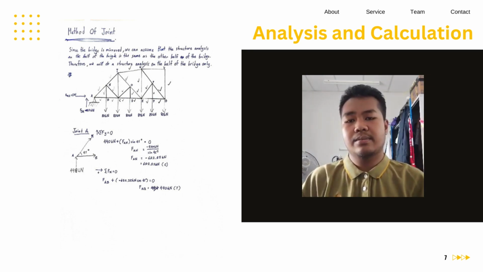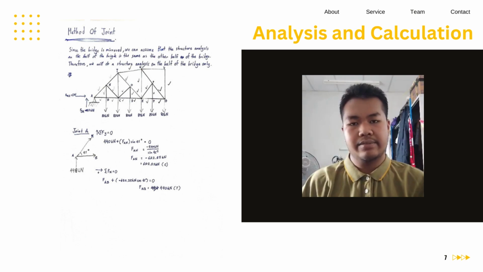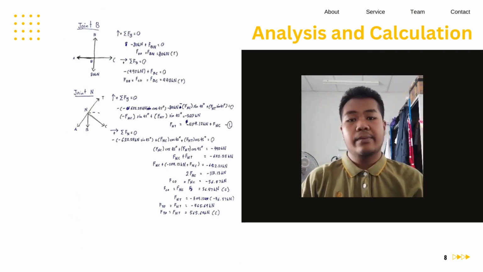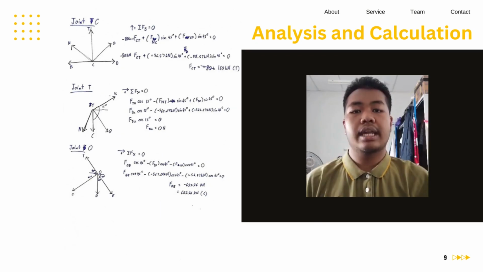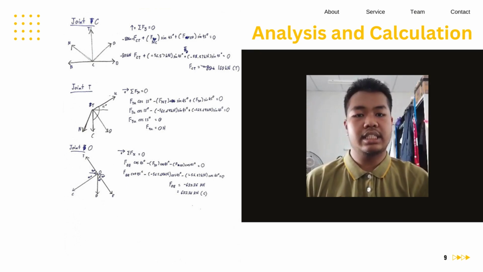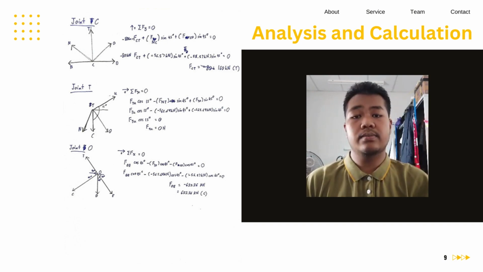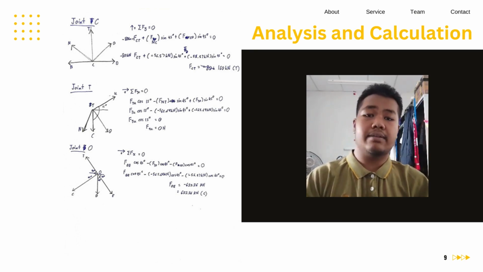So from this, I start to calculate joint A first, so we can get the truss A reaction. After that, we calculate joint B, and then joint N, and then joint C, joint T, and joint O. For this, I want to tell you that there are some parts that are mirrored, so we assume that the reaction that happens there is the same as the other half.